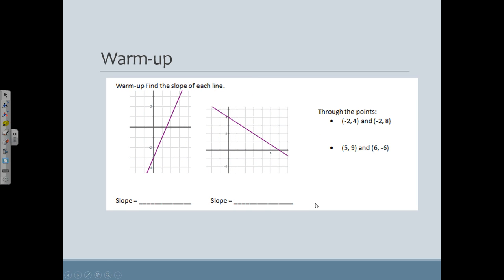But first of all, take a minute, review slope, and do this warm up and make sure you get this concept down. Alright, there are your answers. Again, if you didn't get them, make sure that you see if you can figure out what's wrong, and if not, you see me in class tomorrow.